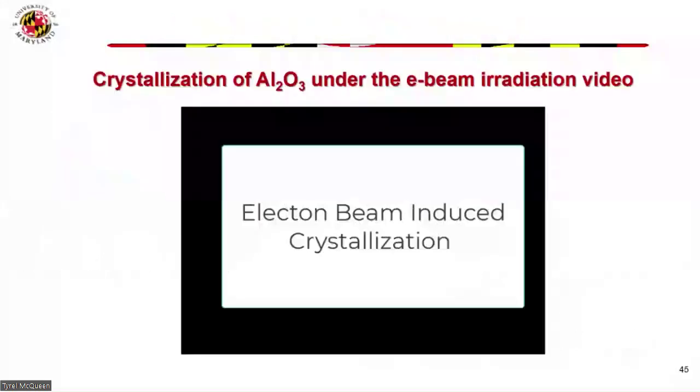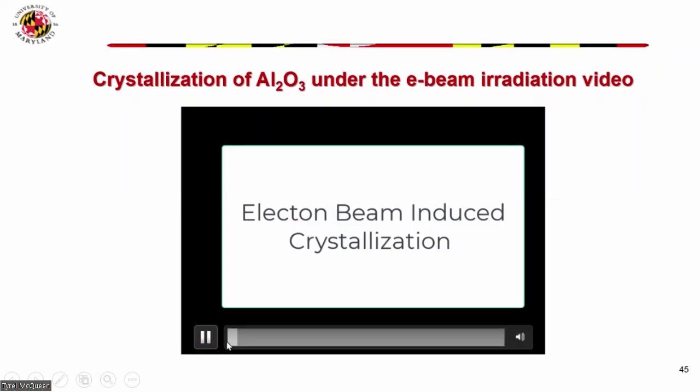So now I want to show you this video of the crystallization. Oops, it doesn't work. I have to do it here. Oh, I think it's running now.